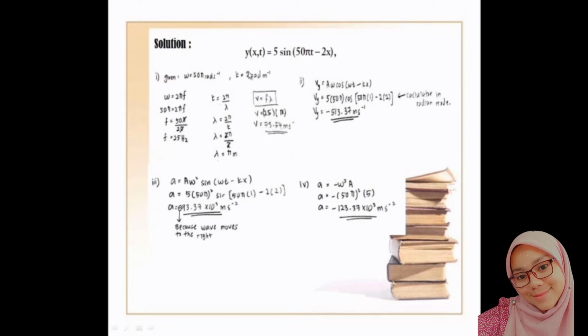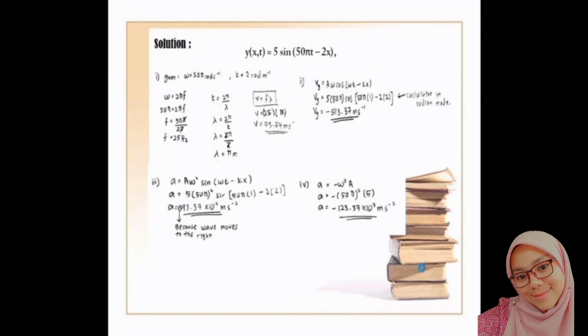The next, k. The given k is 2. So the formula of k is k equals 2 pi over lambda. So from this equation, kita boleh cari lambda equals pi meter. Ataupun kita boleh tulis je pi tu dalam decimal point pun boleh. So just substitute yang ni kita dah dapat tadi tu ke dalam formula yang ni. So kita akan dapat velocity is equal to 78.54 meter per second.